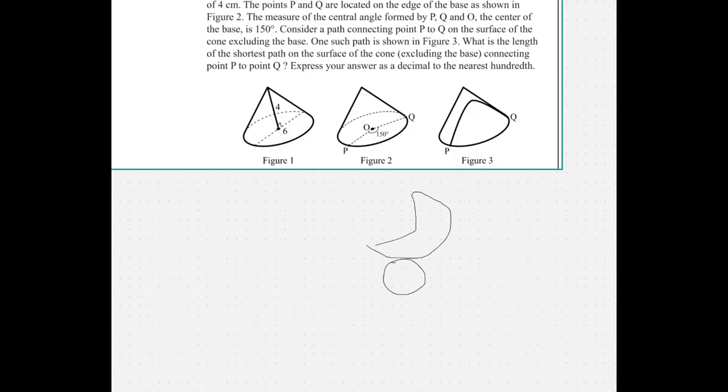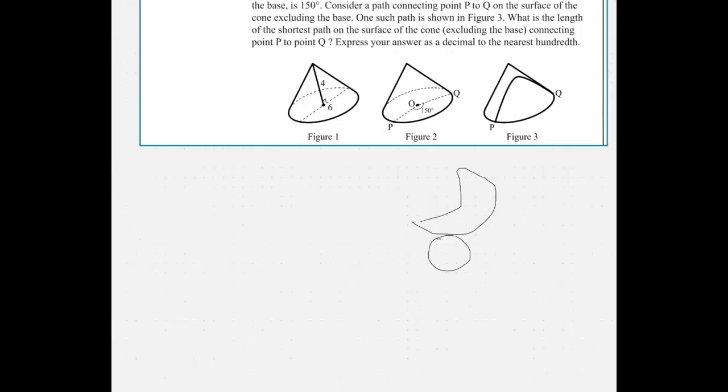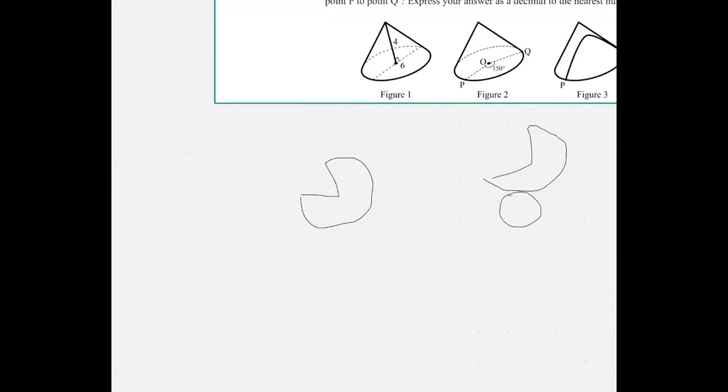So first of all, we don't have a base, right? So we only have a sector. So let me draw a little better sector. Okay, that's good enough, I guess. Actually, I think I need a slightly better one. I cannot draw with a touchpad. Okay, so here's our sector.